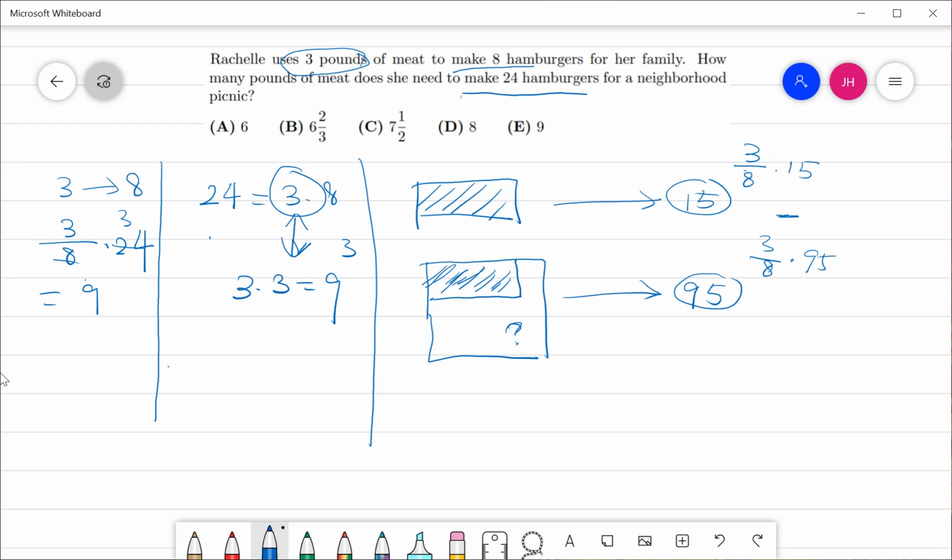So in order to do that, we realize that if we take the difference of 95 and 15, we will have 95 minus 15 equal to 80. That is 10 times 8. Now we know that for 8 hamburgers, we need 3 pounds of meat. Then 10 times of that, we will need 10 times 3, which is 30 pounds of meat to make this additional 80 hamburgers.